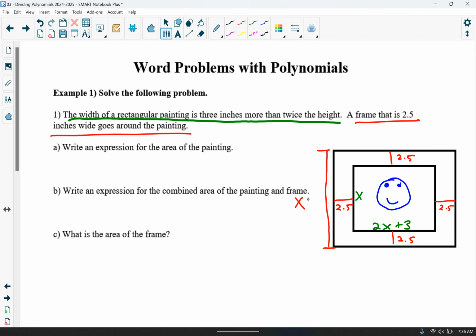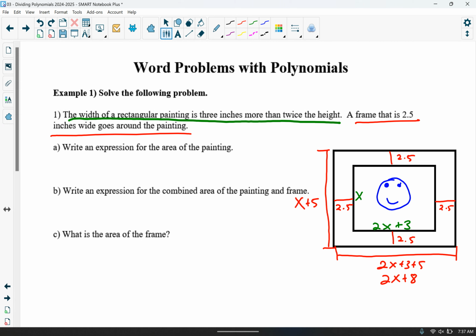x plus 5, and our width, which would go from here to here, 2x plus 3 plus 5, oops, or just 2x plus 8 if we simplify it. Okay. Now I feel ready to tackle A, B, and C.